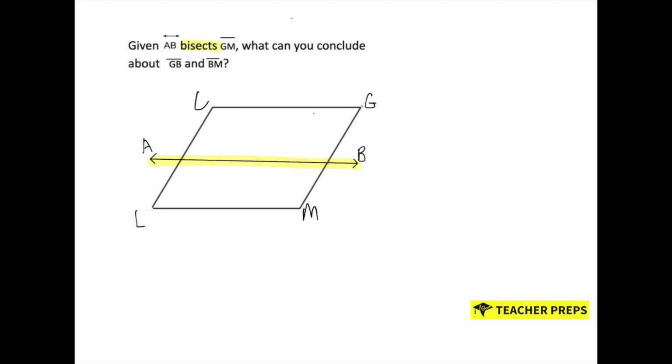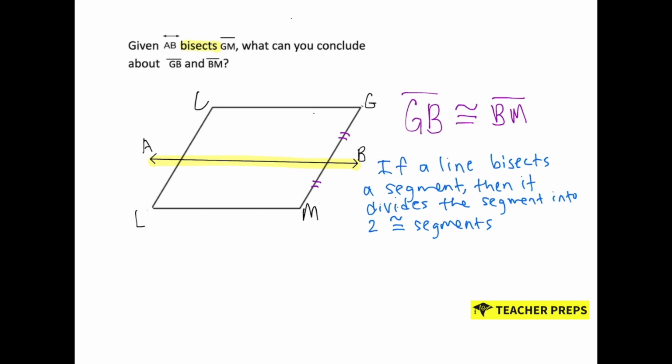Well, what does the word bisect mean? Bisect means that it's going to cut it in half, that we're going to have two equal sections. So you can conclude that line segment GB is going to be congruent to line segment BM. So we can say that if a line bisects a segment, then it divides that segment into two congruent or equal segments.